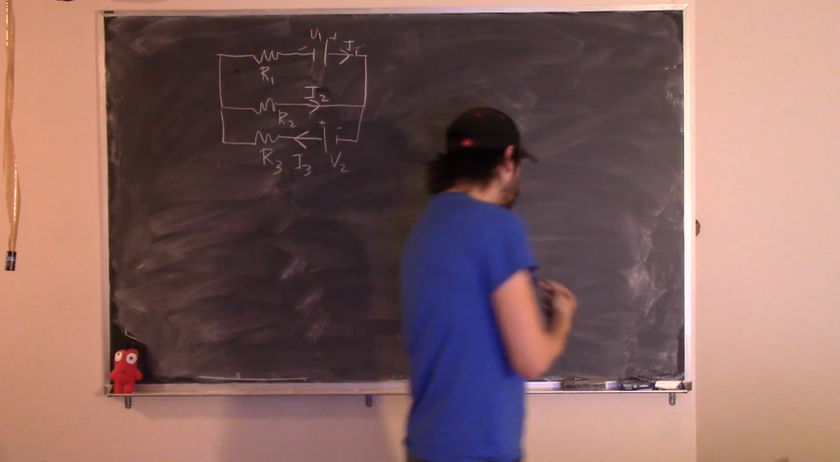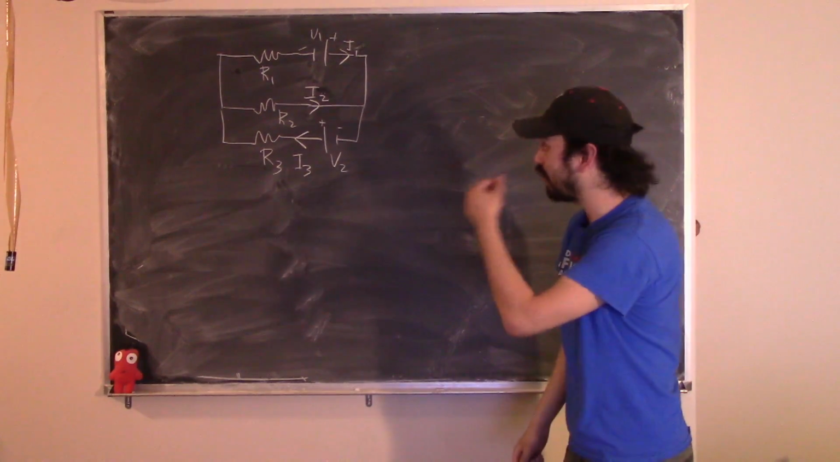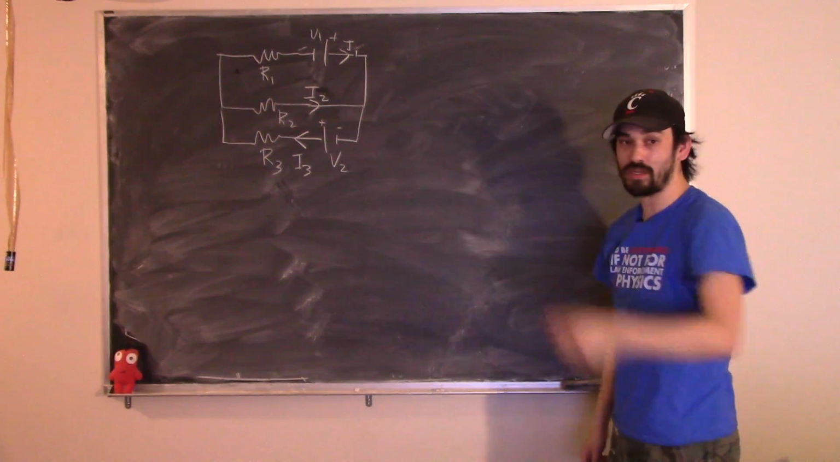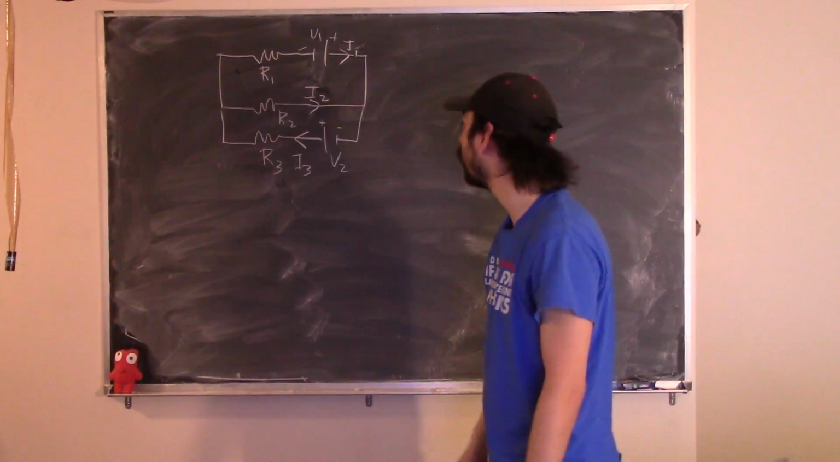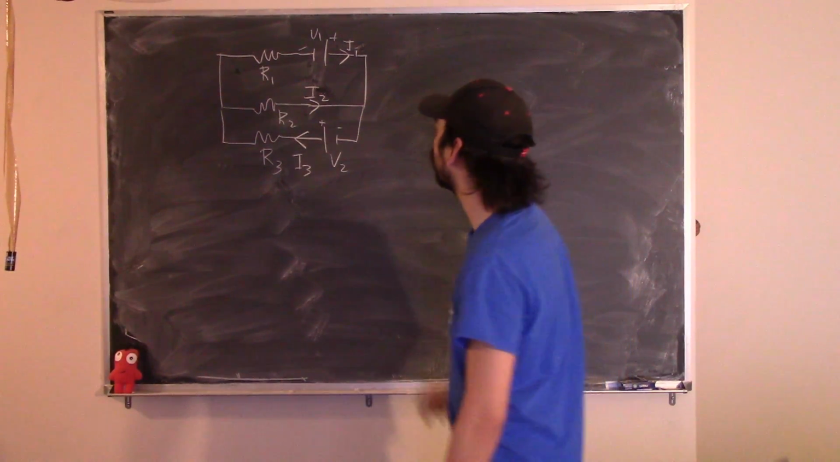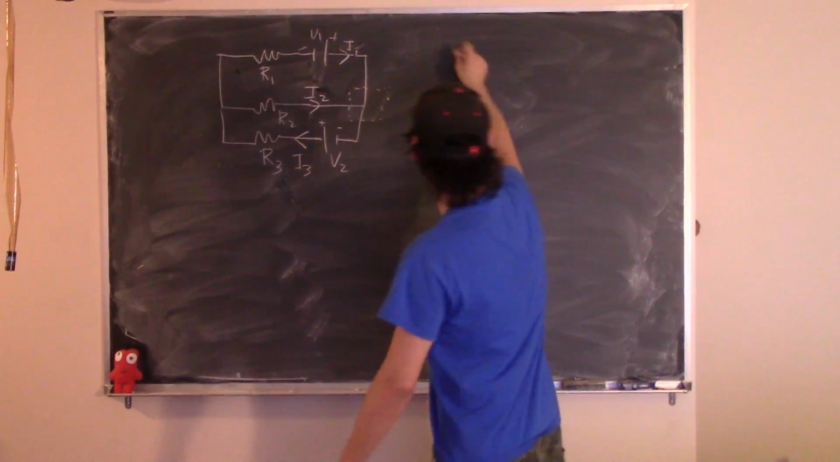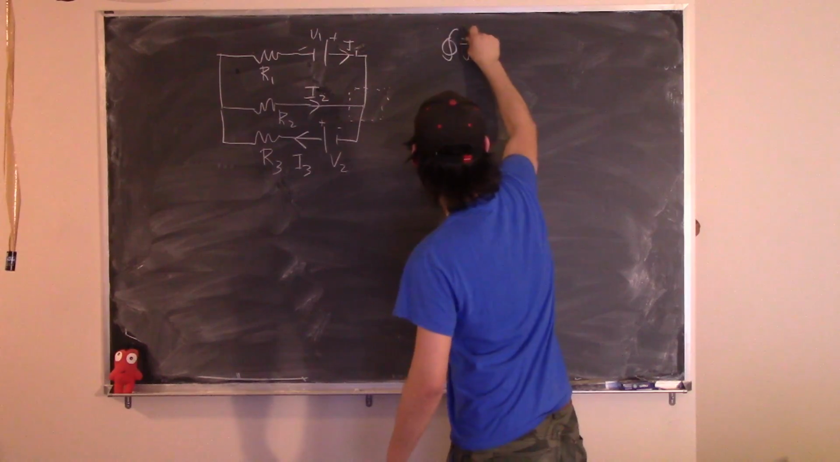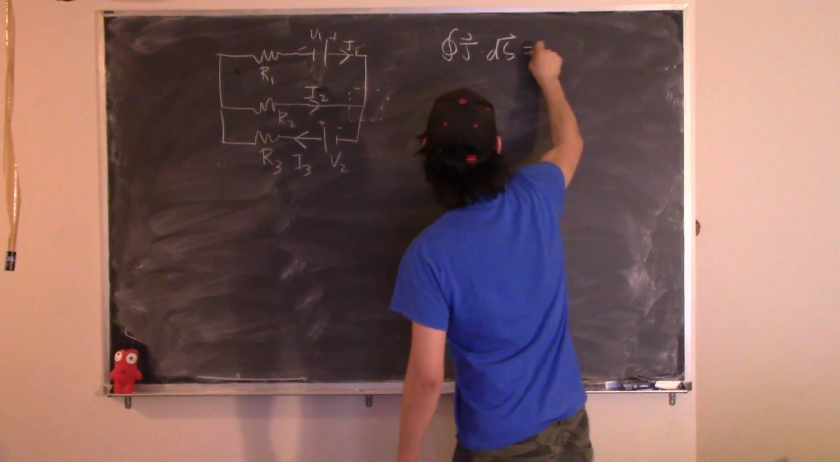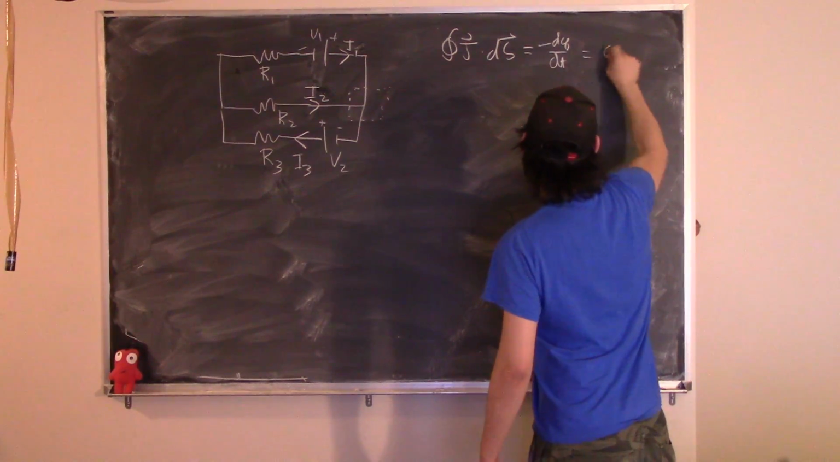Okay. So when we look at this circuit, we have everything labeled that we need. We don't have any capacitors, so there's no charges to label. We've labeled all the currents. And so the first thing that I'm going to do is to draw some junction here. All right. So this is the box that I use for the integral of j dot ds is equal to minus dq dt, which is equal to 0.